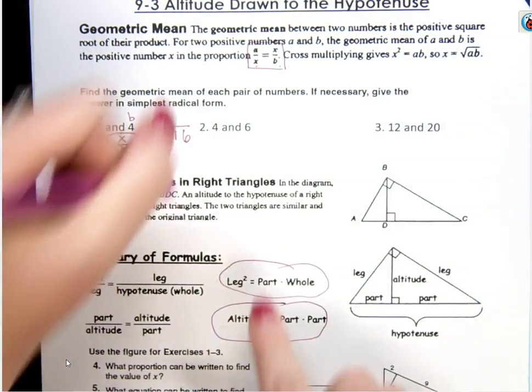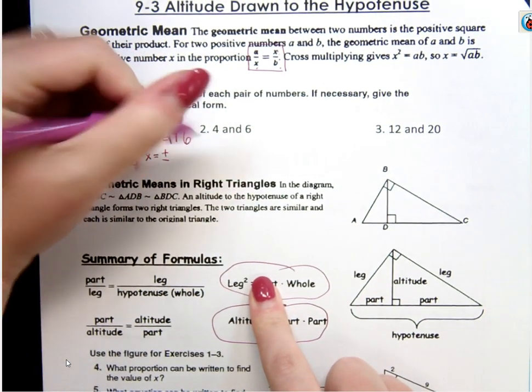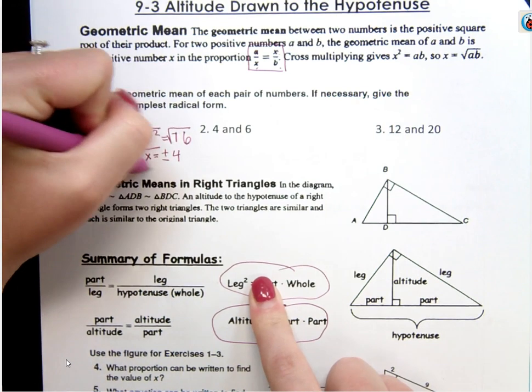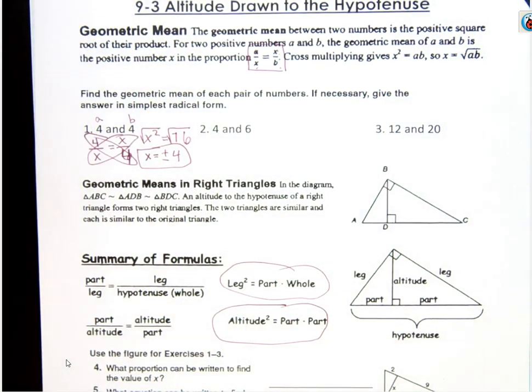Alright, so 16, so you can get plus or minus 4. Yay! And that's what we get. Take the square root of both sides. It has to be plus or minus.